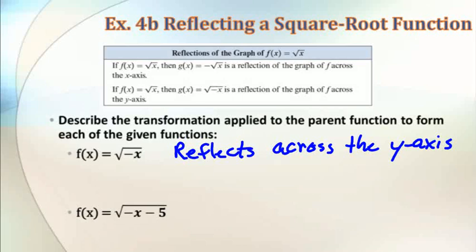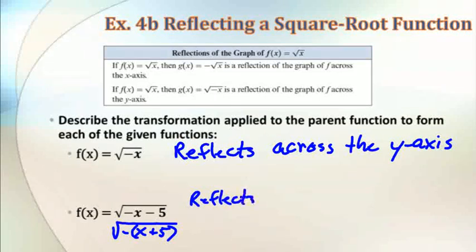The second one, the function of x equals the square root of negative x minus 5. To help you with this, I would rewrite this as the square root of a negative. We're going to factor out a -1, so that makes this x plus 5. Okay, because we want this to look like the parent function, the square root of x. Okay, so now we know it reflects. It's on the inside of the radical, so it does reflect. It reflects across the y-axis.